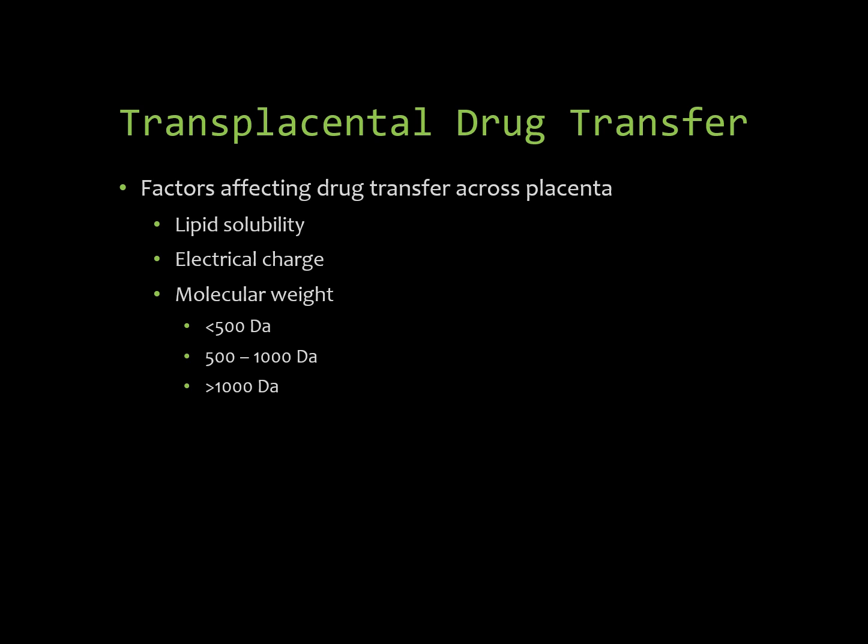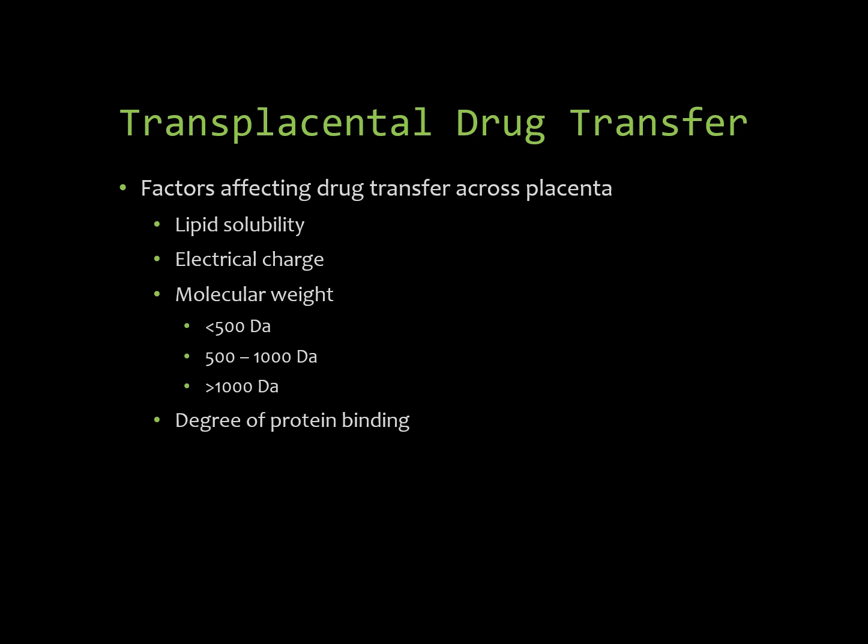Molecular weight. As expected, drugs with a lower molecular weight of less than 500 daltons can easily cross the uteroplacental barrier. Drugs with a molecular weight between 500 to 1000 daltons can cross the barrier in a restricted manner, and drugs greater than 1000 daltons can rarely cross. So this is one of the reasons why we always prefer the use of drugs with high molecular weight in pregnancy.